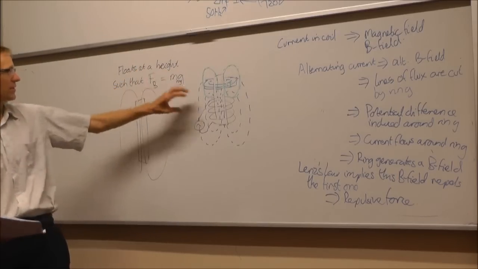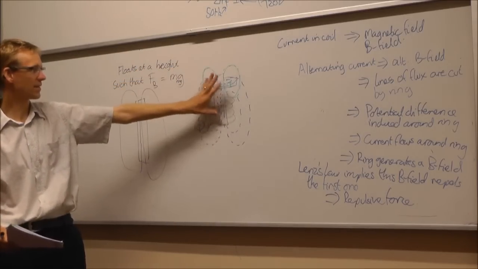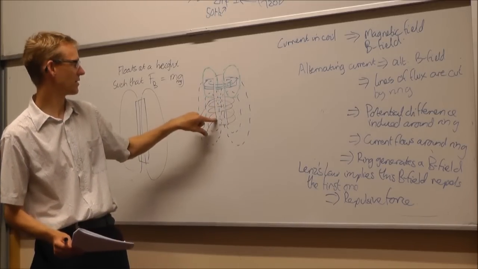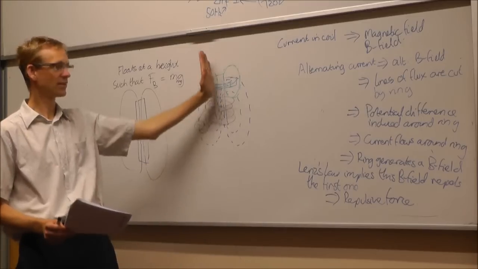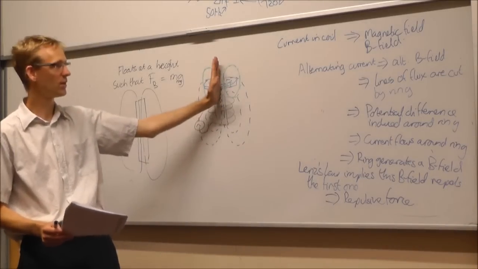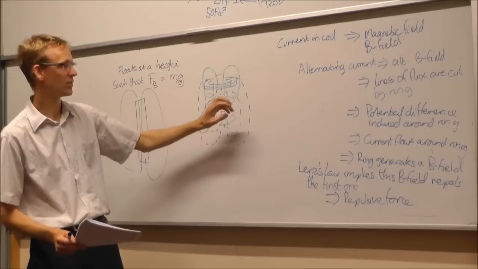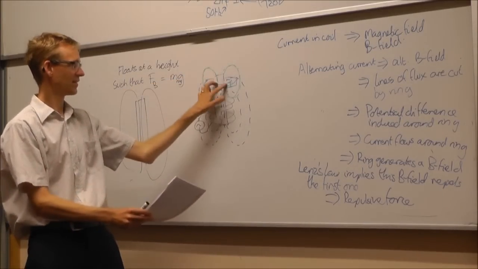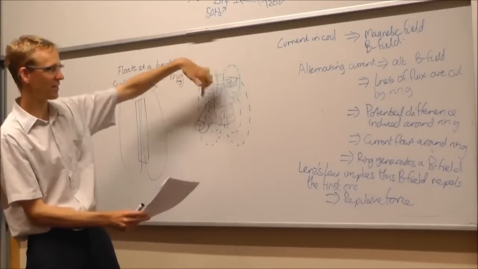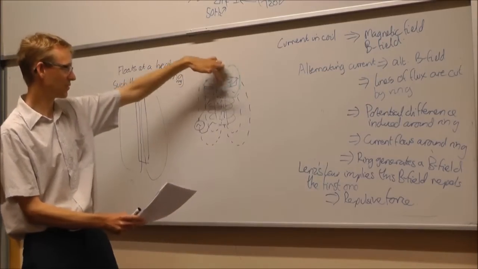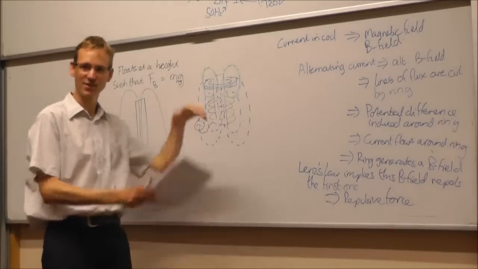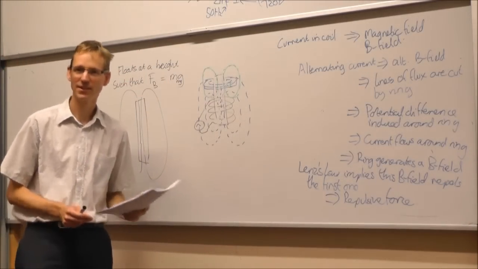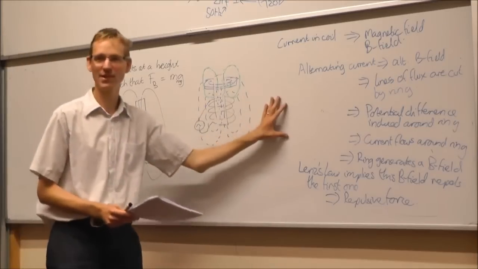I've got the force of gravity balanced by the magnetic repulsion. The key things are the current in the coil is generating a magnetic field through the coil and the core. It's an alternating current, which means these flux lines are moving in and out. They're being cut by the ring, the voltage around the ring is being induced, which means current flows around the ring and generates its own magnetic field. You've got the repulsion. So there's a lot of steps in that, but that's basically your electromagnetism.